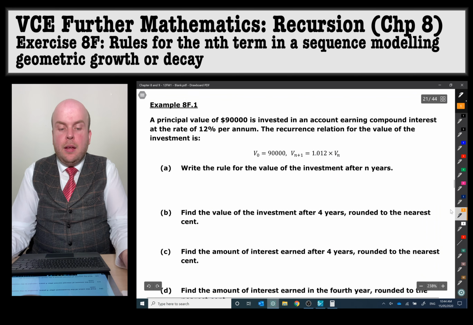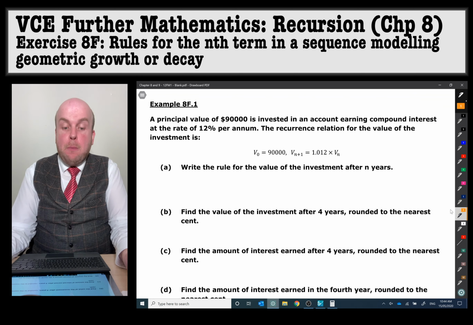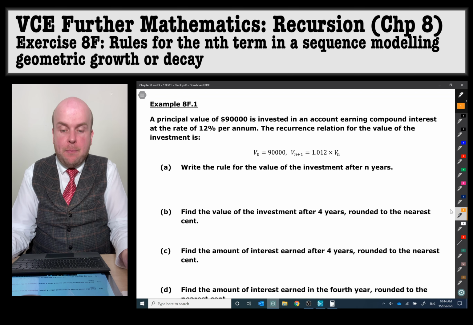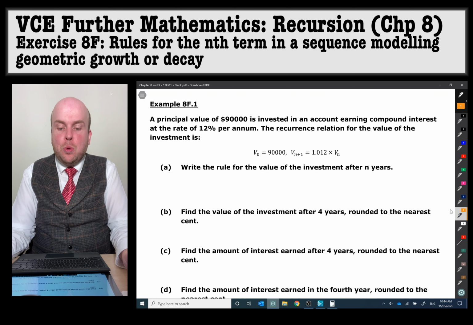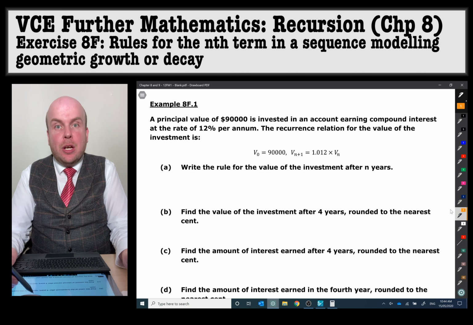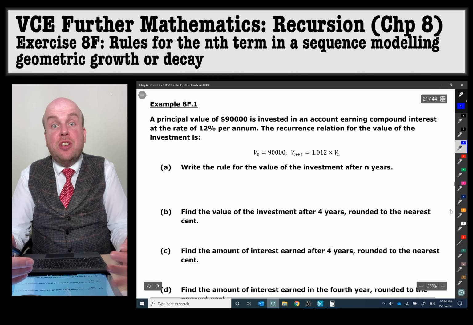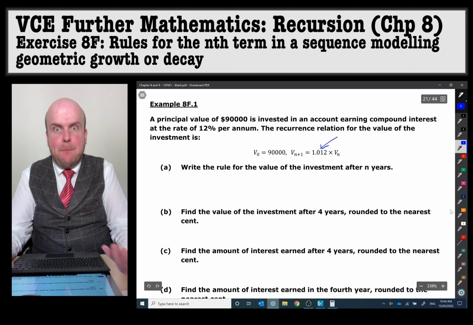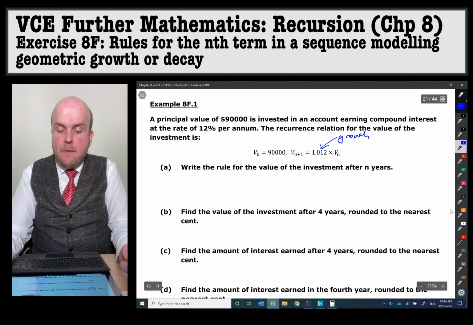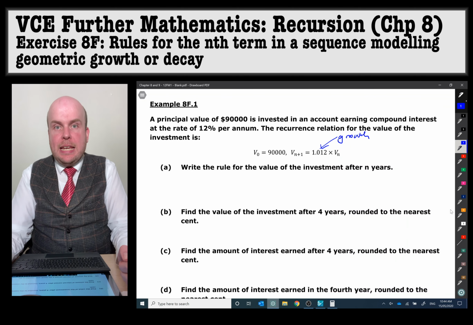Example 8F.1. A principal value of $90,000 is invested into an account earning compound interest at a rate of 12% per annum. The recurrence relation for the value of the investment is V naught is equal to 90,000, Vn plus 1 is equal to 1.012 times Vn. And because that number is greater than 1, this is a geometric growth. So that indicates to me that I should be getting bigger numbers. Write the rule for the value of the investment after n years.